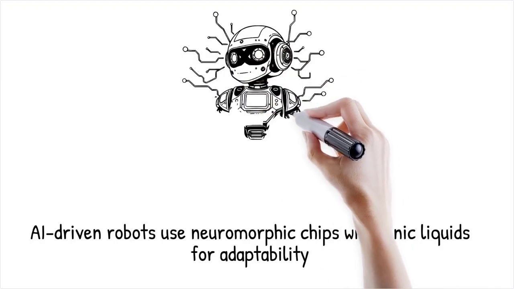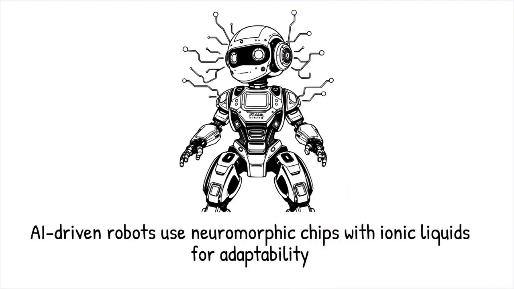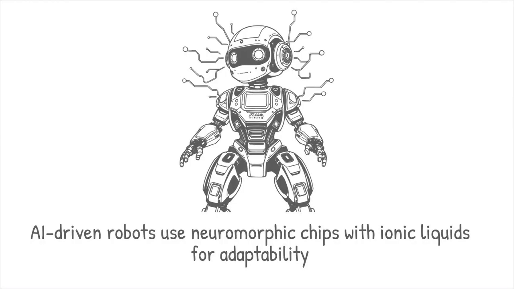An AI-driven robotic system may utilize a neuromorphic chip with ionic liquid circuits to process sensory data in real time and adapt its behavior dynamically. It's like having a personal assistant who not only processes information quickly, but also adapts to your needs on the fly, learning from each interaction.